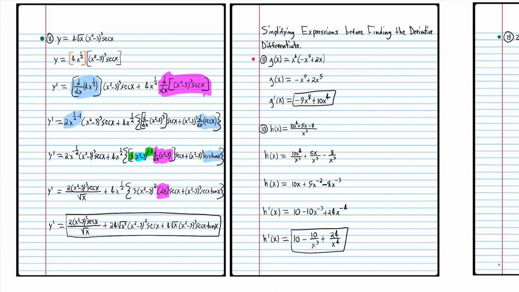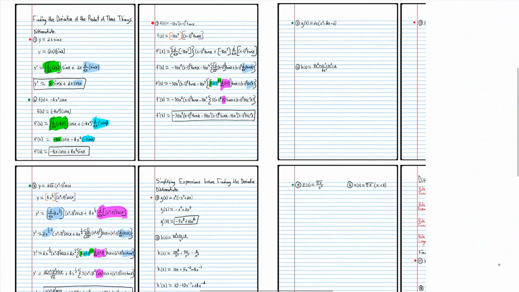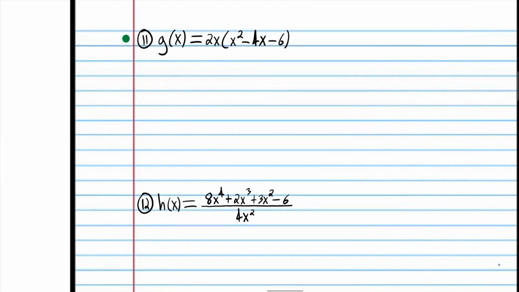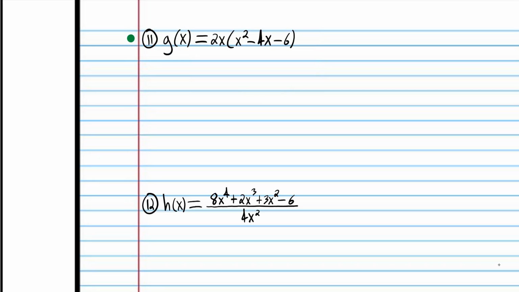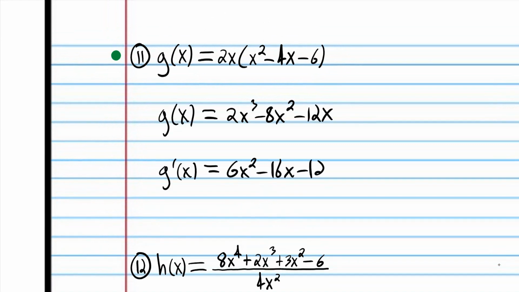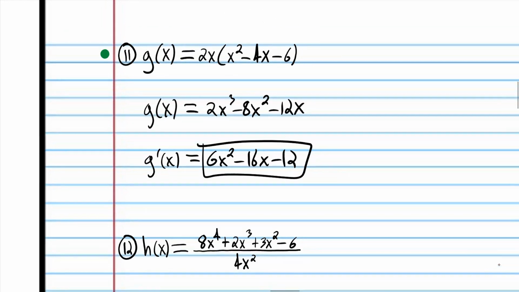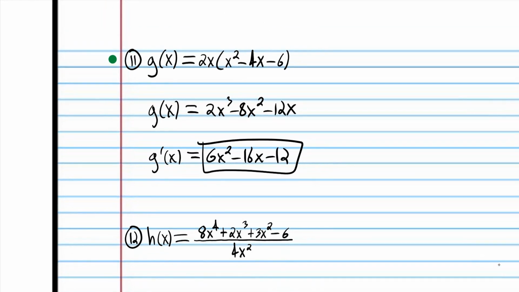So take a picture of numbers 9 and 10, and I want you to try number 11. When you come back, we'll do it together. You want to simplify this expression before finding the derivative. Okay, we're back, and we're done. So that was a lot easier than using the product rule.